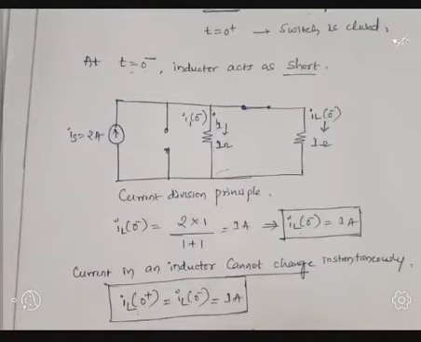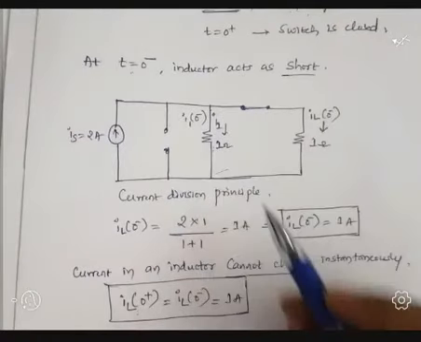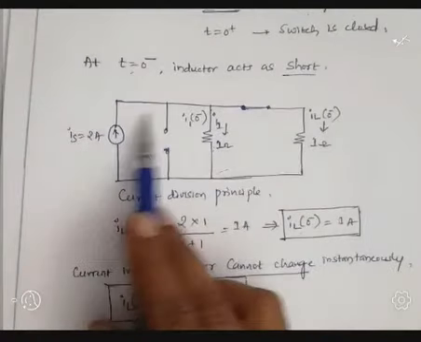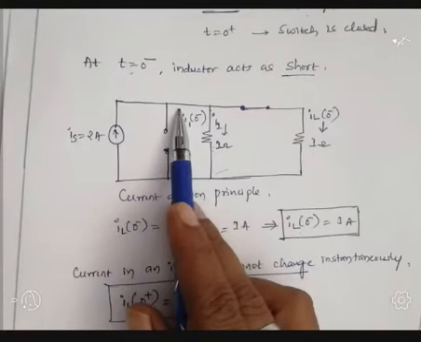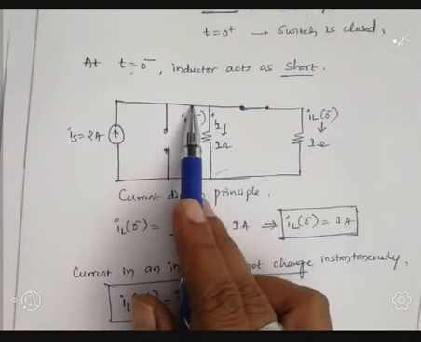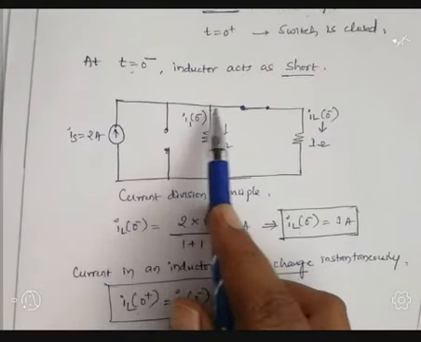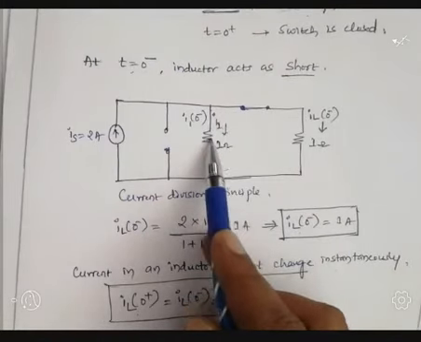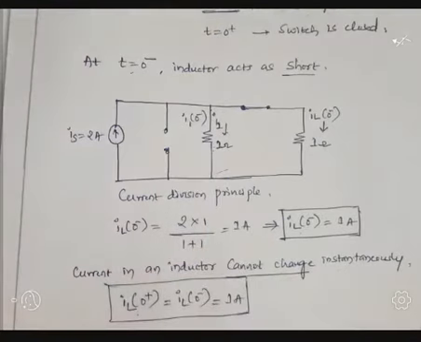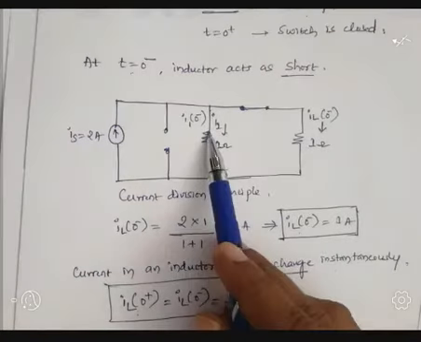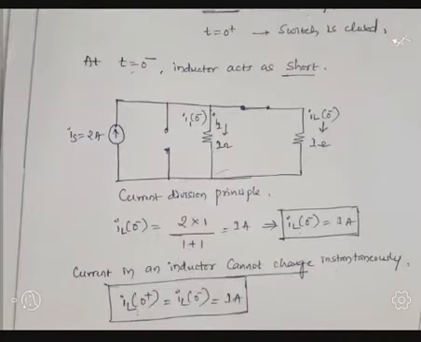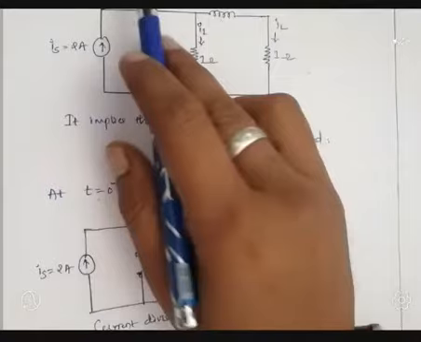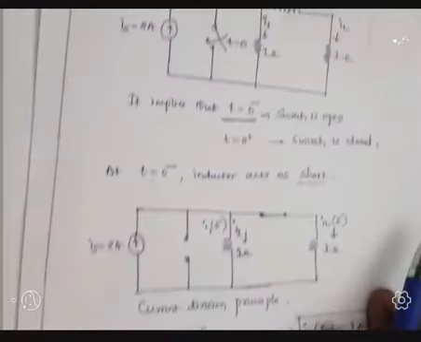So the current flowing through this branch is 1 ampere, because 2 ampere is supplied here, flowing through this line. That is divided. 1 ampere current is flowing through this branch, and the remaining is 2 minus 1, that is 1 ampere flowing through this branch. Hence, I1 of 0 minus is 1 ampere. Okay, but what is it asking for? I1 of 0 plus. How to calculate I1 of 0 plus?